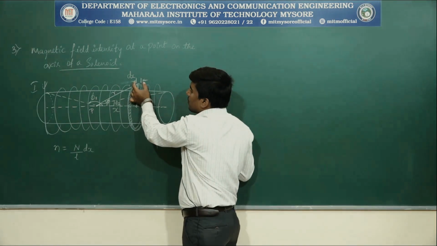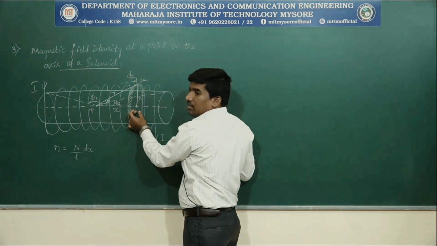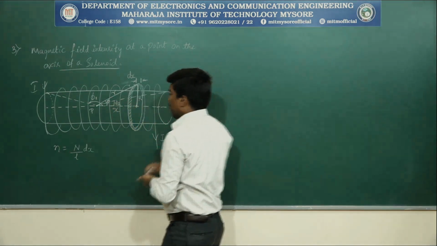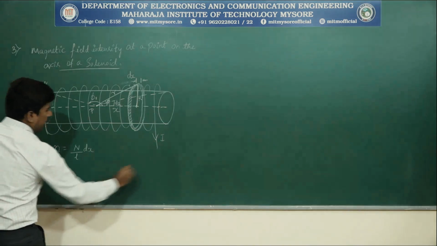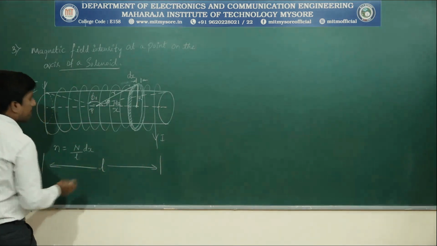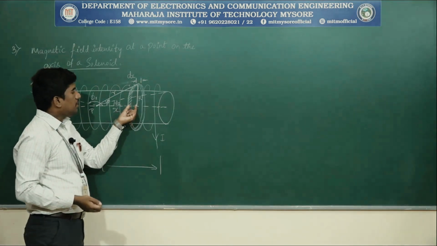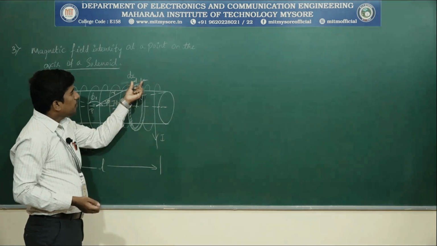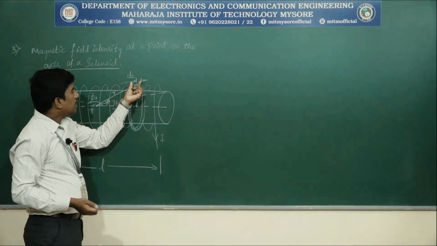Okay, the thickness of this elementary part is considered out of this solenoid of length L. The length of this solenoid is assumed to be L. Okay, the elementary cross sectional area width is considered to be dx.